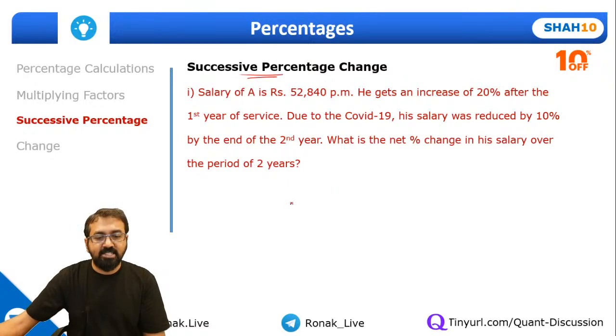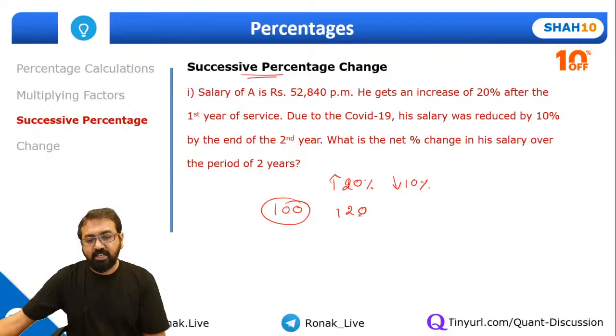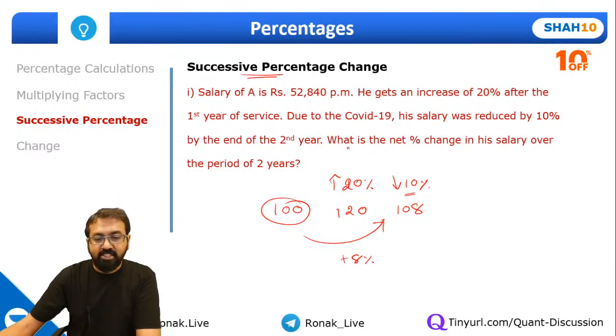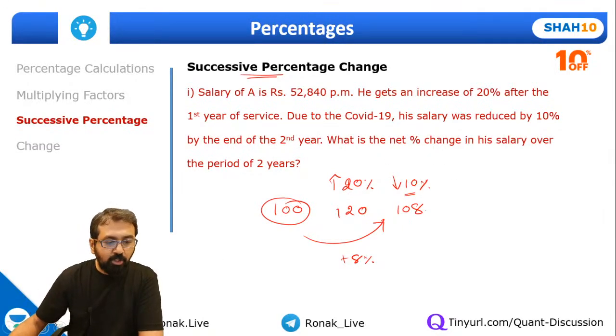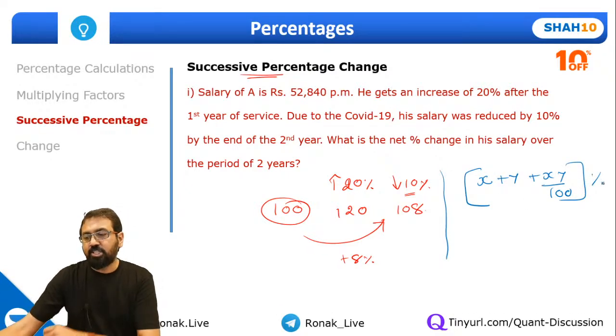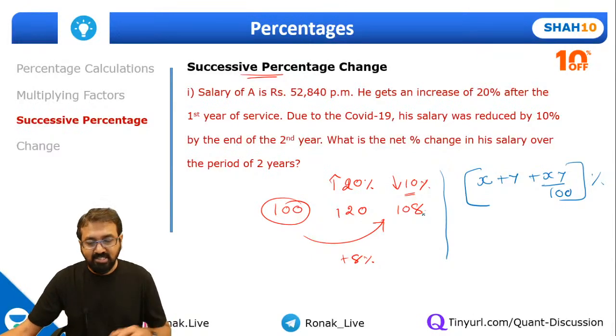Successive percentage change, as I mentioned, take the value as 100 and then apply those percentage changes. For example, a 20% increase, then a 10% decrease: reduce this 120 by 10%, so it will become 108. So net change is 8%, right? In fact, I had also mentioned that in such a scenario you can also use a formula. Do you remember the formula, guys? Which was the formula to solve this question? So the formula is x plus y plus xy upon 100. So you can also use this formula to find out the net percentage change due to two successive percentage changes, right?